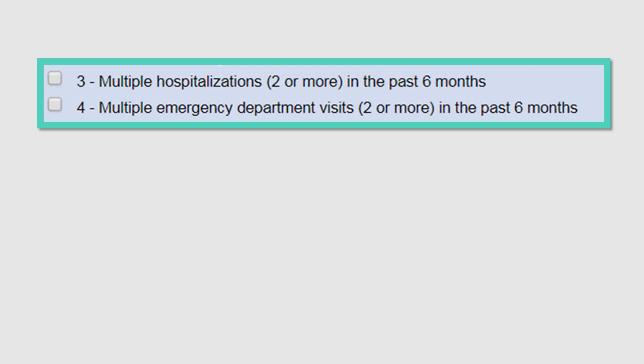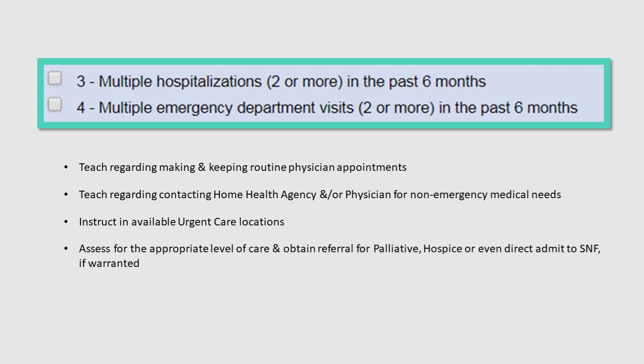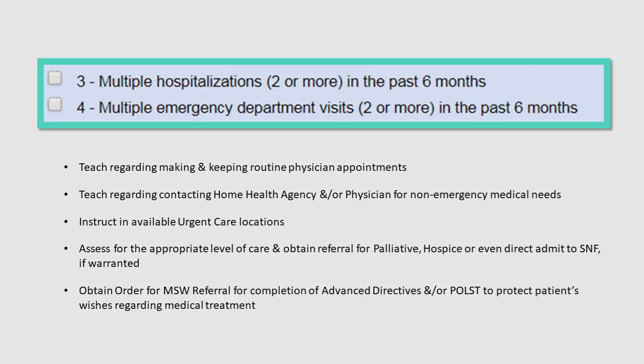Appropriate interventions to include on the plan of care might be: teach regarding making and keeping routine physician appointments. Teach regarding contacting home health agency and/or physician for non-emergency medical needs. Instruct in available urgent care locations. Assess for the appropriate level of care and obtain referral for palliative, hospice, or even direct admit to SNF if warranted. Obtain order for MSW referral for completion of advance directives and/or POST to protect patients' wishes regarding medical treatment.